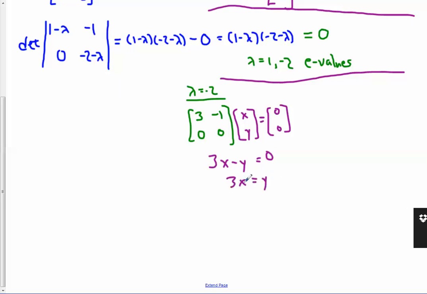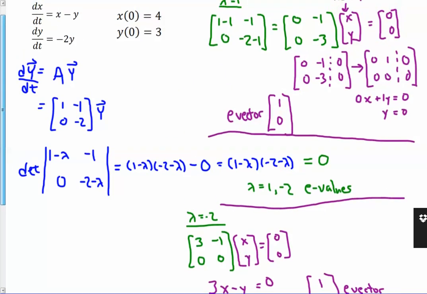So any vector x, y where 3 times the x will give me the y will work. Like 1 and 3, for example, works. Any multiple of that will also work. 2 and 6 will work. 1/3 and 1 will work. Anything like that. So that's the corresponding eigenvector for that one. All right, so now we found the eigenvalues and the eigenvectors.